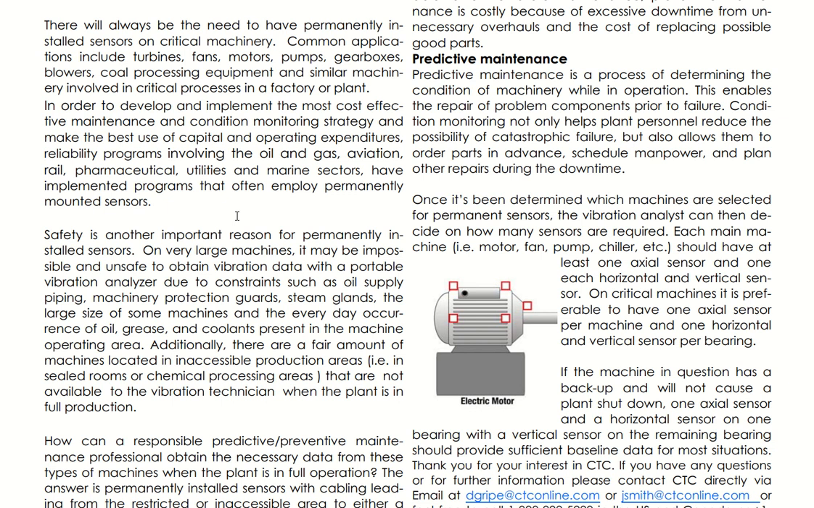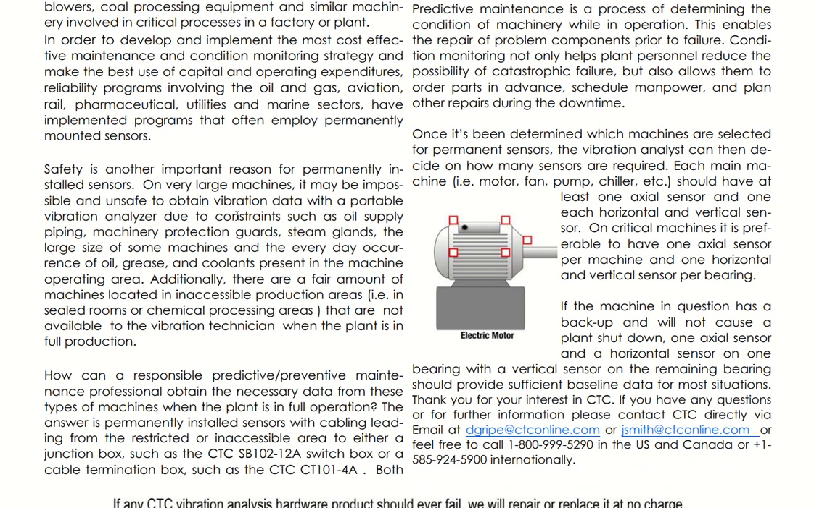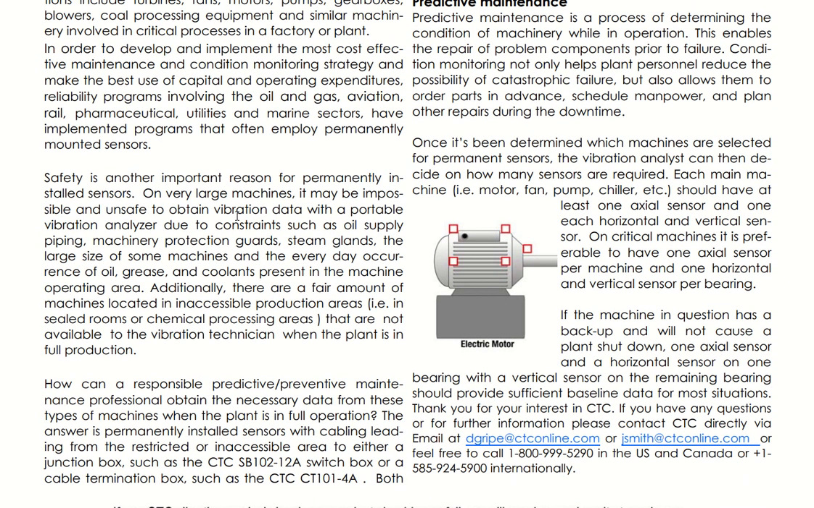So what would be the solution, right? How can a responsible predictive or preventive maintenance professional obtain the necessary data from the type of machines when the plant is in full operation, right? So the answer would be the permanently installed sensors, right? With cabling leading from restricted or inaccessible area to either a junction box or a switch box or a cable terminal box, either of these boxes, right?